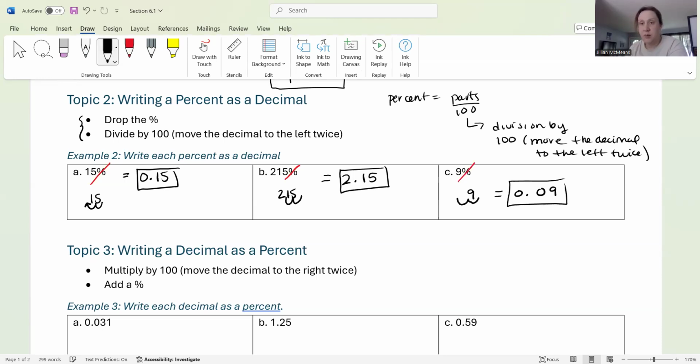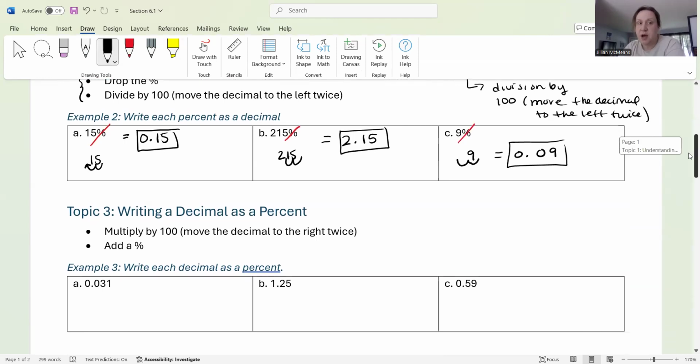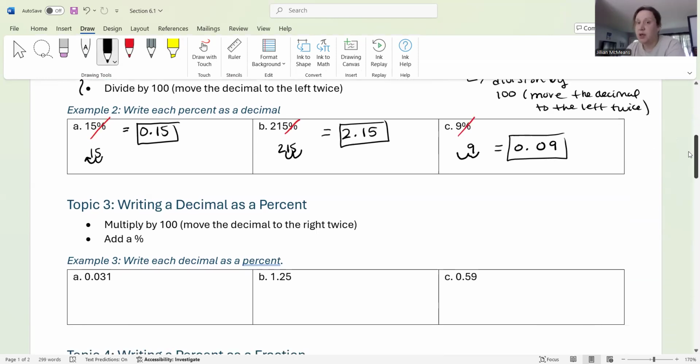That is writing percents as decimals. Just make sure you drop the percent symbol, move your decimal to the left twice. Okay? Now, for topic 3, we're going to do the exact opposite. We're going to write a decimal as a percent.